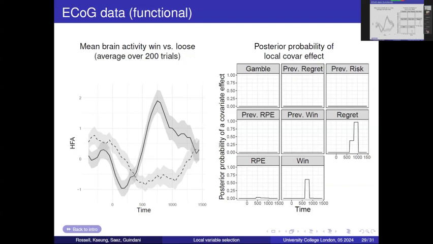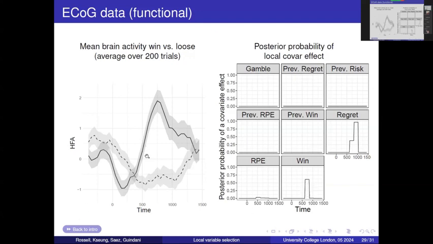And about half a second afterwards, we see some difference in brain activation. The person wins, then boom, part of the brain activates. And so that's on the left. On the right, what we have is the posterior probability that a bunch of different gain covariates have an effect at different moments in time. So you can see that most of the covariates, there's no evidence that they have an effect, except for this covariate called regret, and this covariate whether the gain was won or lost.